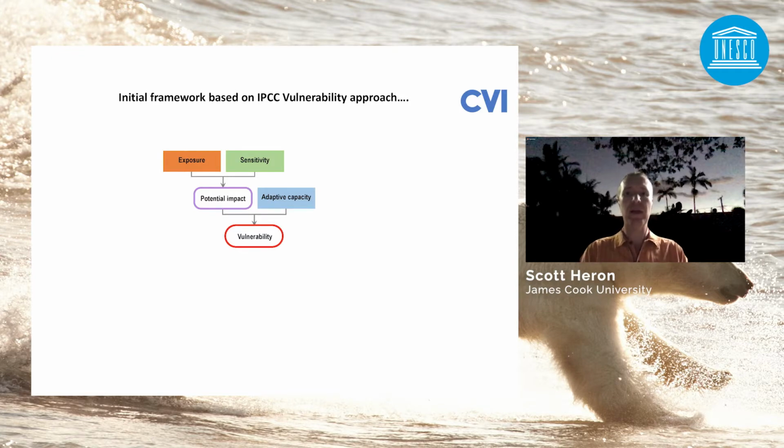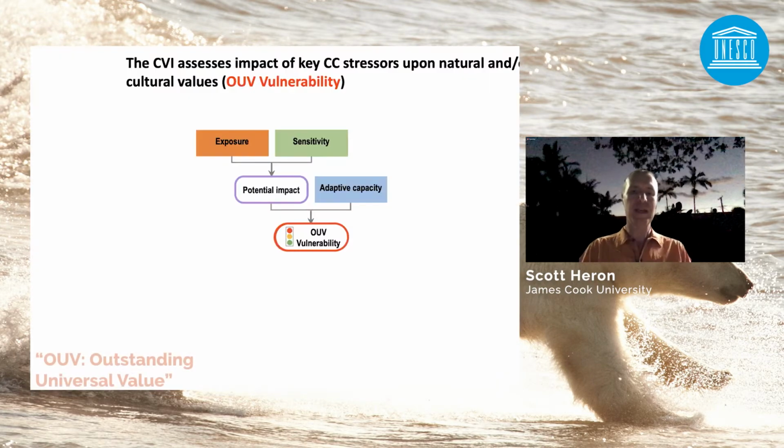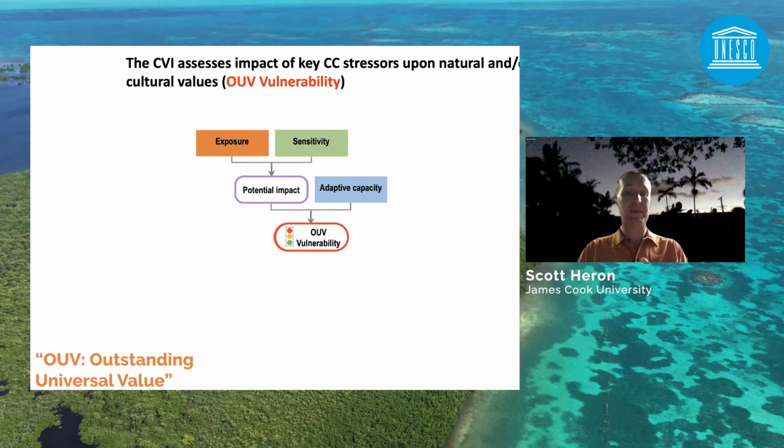The initial framework was built from the existing IPCC vulnerability approach, which was used in the 3rd and 4th assessment reports. You can see the terms exposure, sensitivity, adaptive capacity. Those are the 3 things to assess, which give as an interim output potential impact, and as a final output the vulnerability. That's the standard 5-box framework. We modified this, changing the vulnerability to specifically point to the vulnerability of OUV. This was an important piece for us because that is the foundational part for World Heritage.